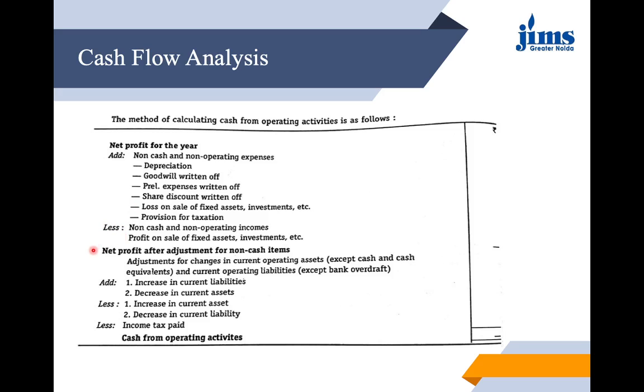Then further we have net profit after adjustment for non-cash items, like adjustments for changes in current operating assets except cash and cash equivalents and current operating liabilities except bank overdraft, because they are liquid in nature. What we do, we add the inflows, means activities which are providing cash. We add the inflows like increase in current liabilities and decrease in current assets. On the other hand, we subtract the outflows like increase in current assets and decrease in current liabilities. And finally, we subtract the income tax paid from it and we can obtain the cash from operating activities.